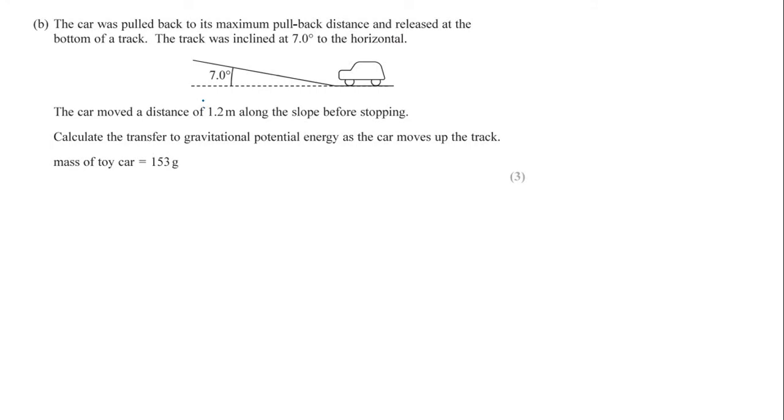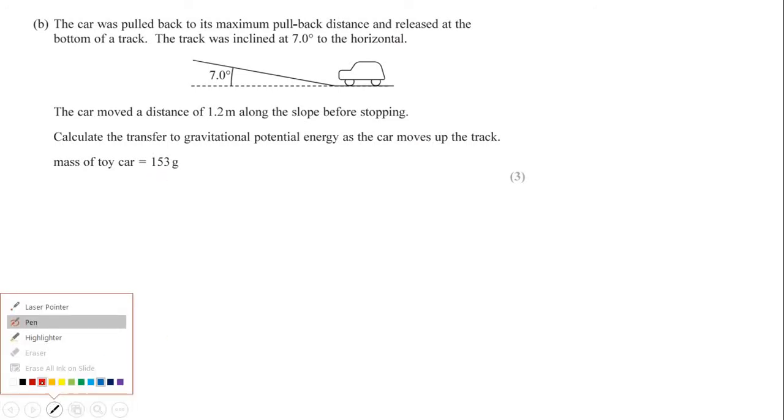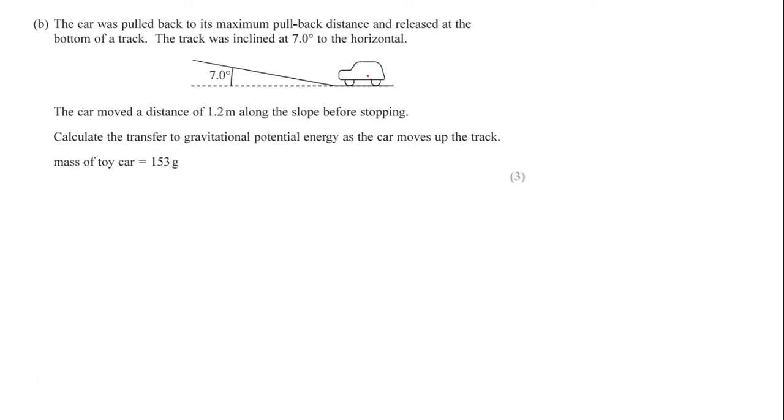The car was pulled back to its maximum pullback distance and released at the bottom of a track. The track was inclined at 7 degrees to the horizontal. The car moved a distance of 1.2 meter along the slope before stopping. Calculate the transfer to the gravitational potential energy as the car moves up the track. Mass is 153 gram.